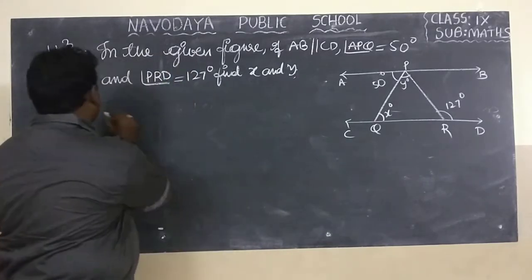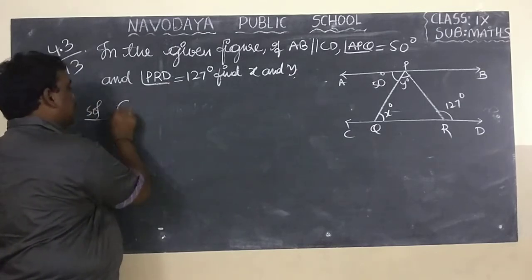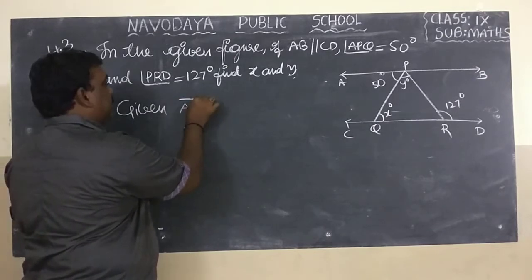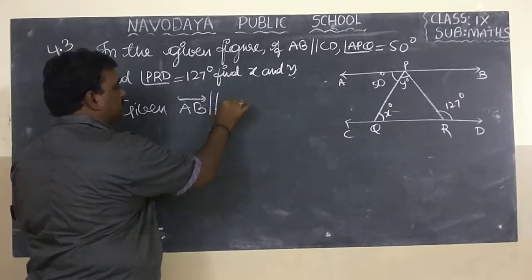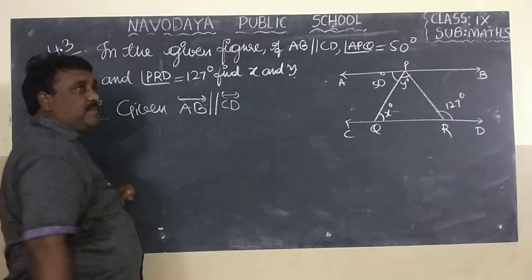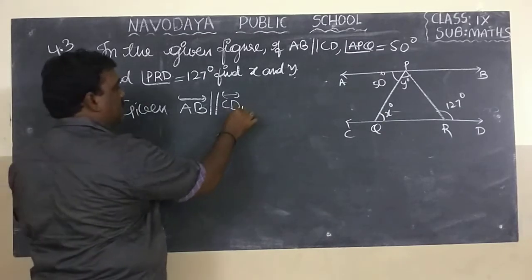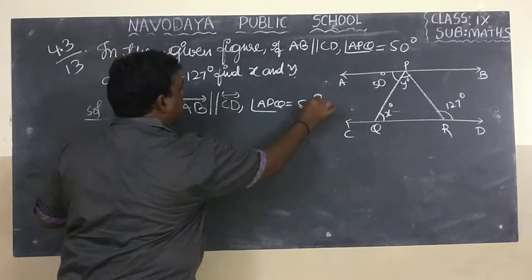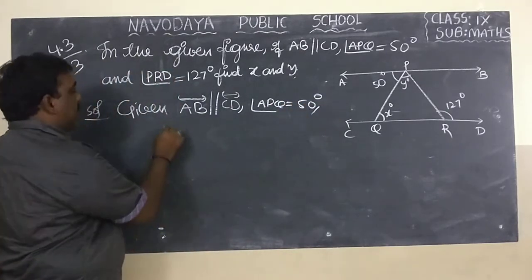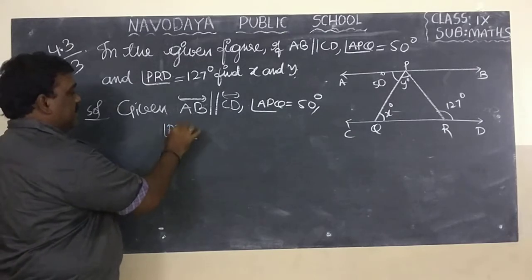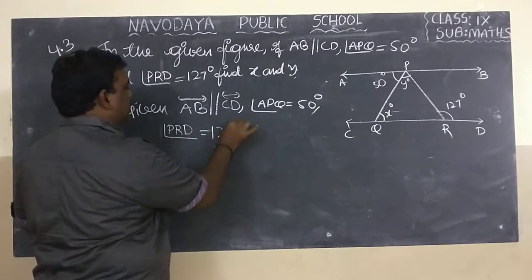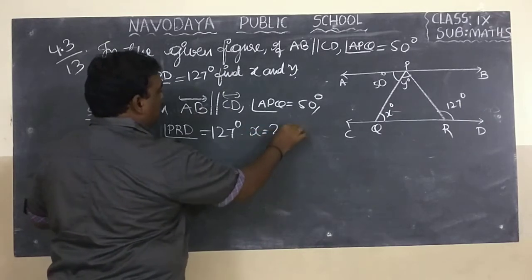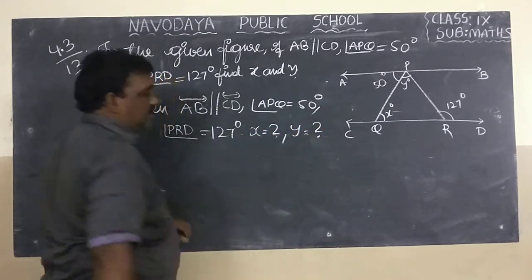So write what is given first. What is given? AB parallel CD, comma, angle APQ equal to 50 degrees, comma, angle PRD equal to 127 degrees. Then what we need to find out? X equal to question mark, y equal to question mark.